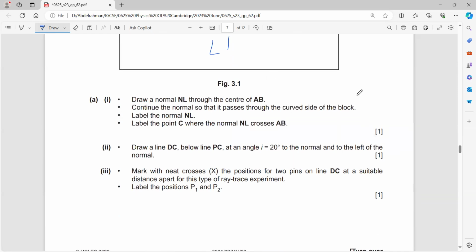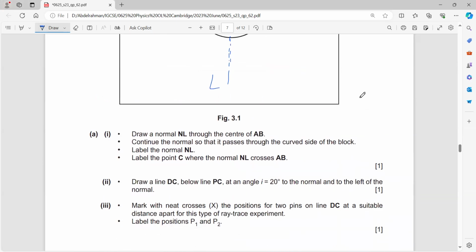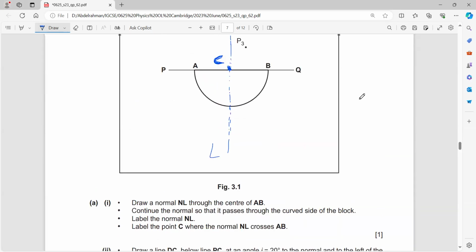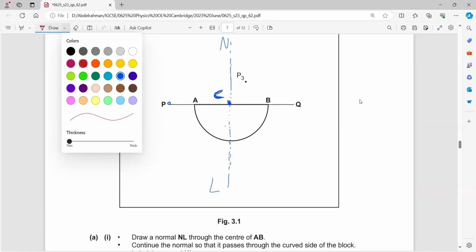Draw a line DC below PC. We need to draw a line DC which is below it at an angle of 20 degrees to the normal, to the left of the normal. So I am on the left of the normal and below the line PC. Below it and to the left of the normal, I will draw a line DC 20 degrees to the normal.